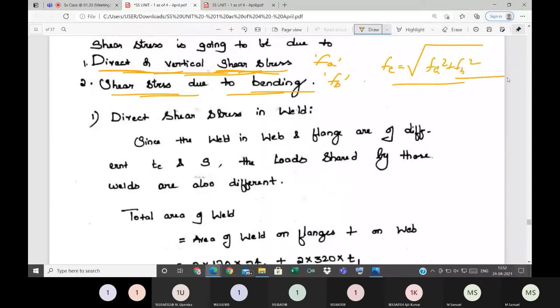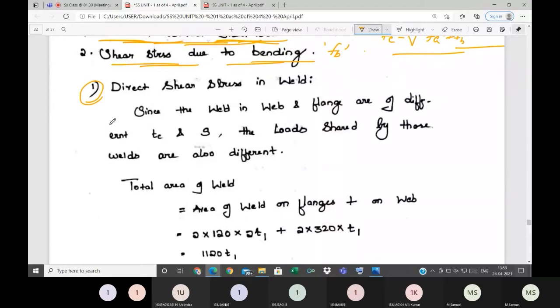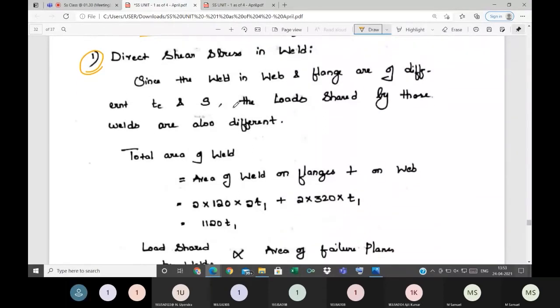We have solved this kind of problem in the previous class. Okay, so now let us find out the first one, the direct shear stress in both the welds, not individually, both. Since the welds in the web and the flange are of different throat thickness and size, the load shared by those welds is also going to be different.